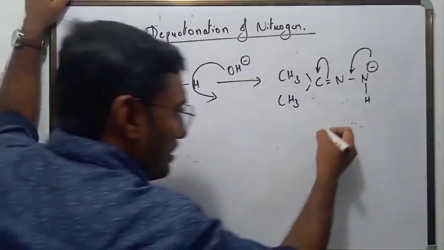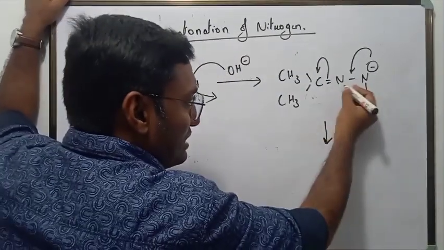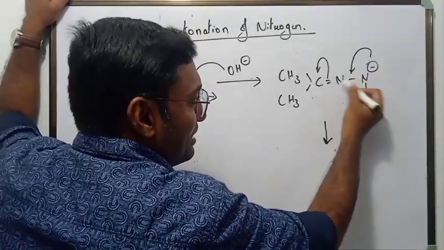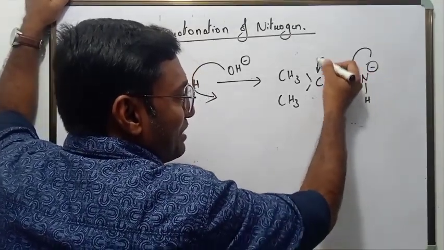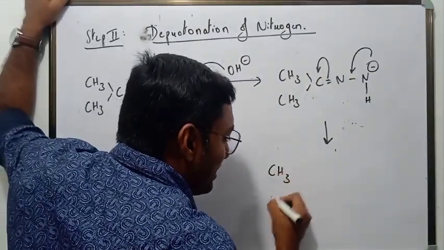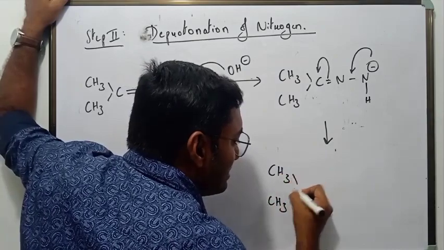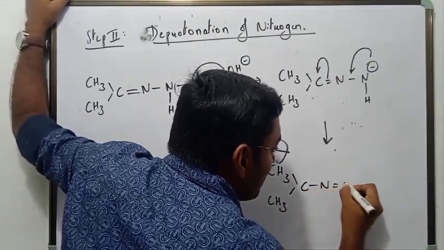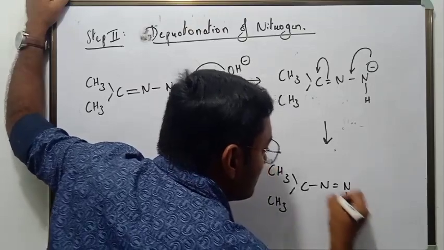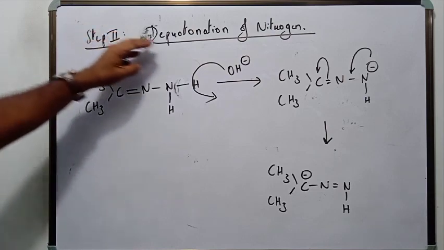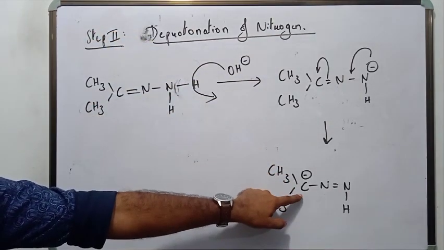Now, because nitrogen can accommodate maximum 6 electrons, when it comes here it would become 8 electrons. So this pair of electrons would go back to carbon. Fine. So now what you get is a carbon anion. A carbon anion structure you will get. So deprotonation of nitrogen will lead to formation of carbon anion.